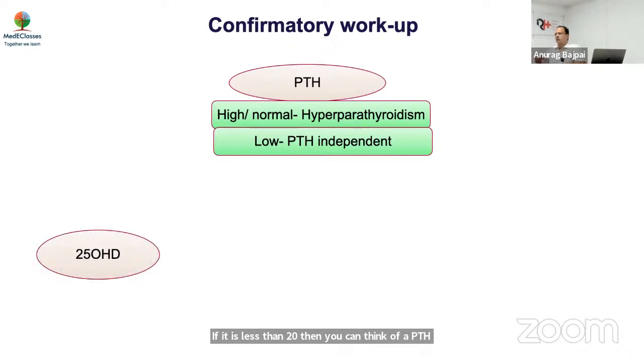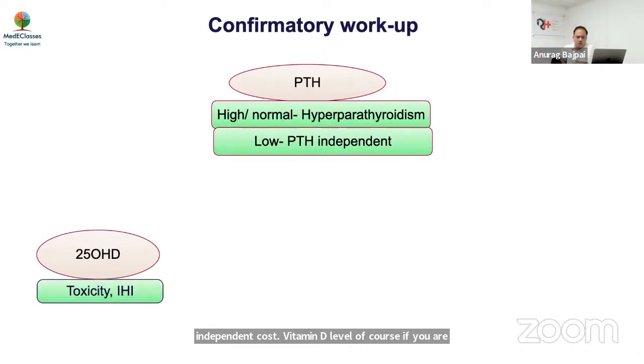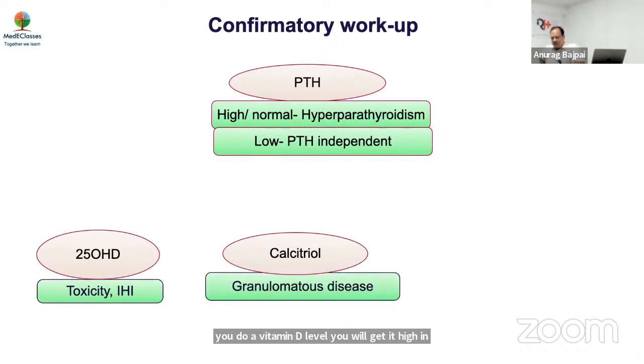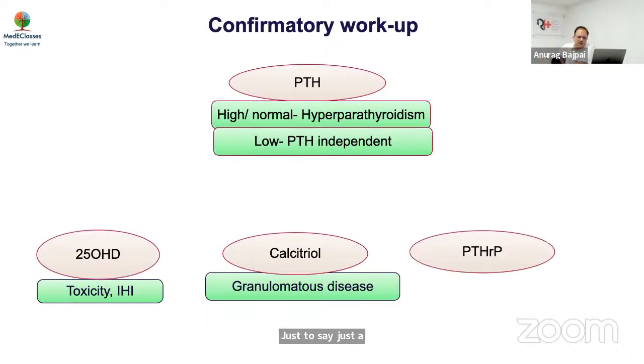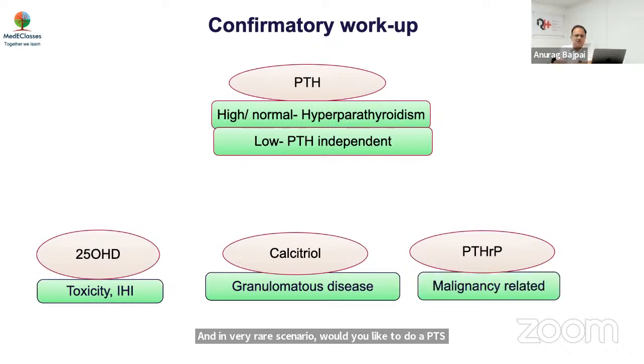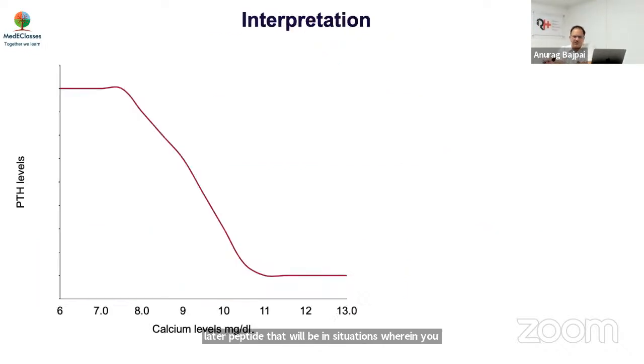Vitamin D level, of course, if your phosphorus is high and your PTH is normal or below 20, you do a vitamin D level, you will get it high in toxicity. Calcitriol level, if your vitamin D is normal, then you look at calcitriol levels. This will suggest a granulomatous disease like fat necrosis or other scenarios. And in a very rare scenario, you would do a PTH related peptide. That will be in situations wherein you will have a neoplastic scenario, which can cause that.